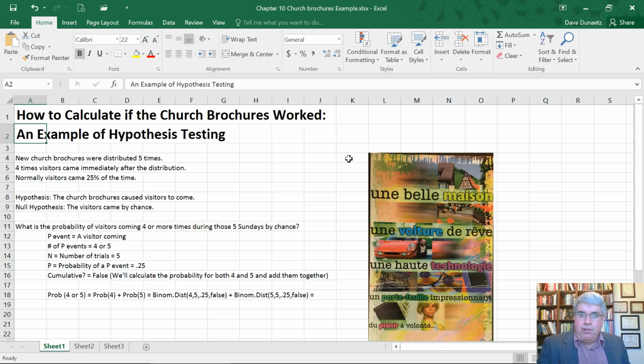And so suppose we want to find out if the church brochures actually work. So this is approximately what our situation was here. And so let's say that normally, when we don't distribute church brochures, there's a visitor that comes to the church about one out of every 4 Sundays. So normally visitors come about 25% of the time.